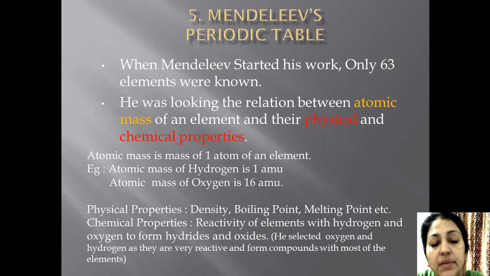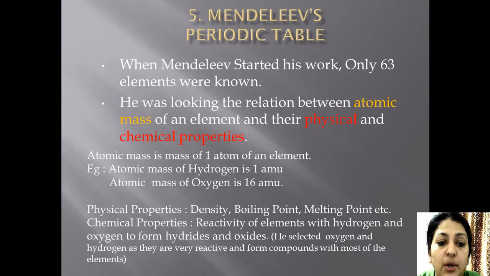So when Mendeleev started his work, only 63 elements were discovered, okay? And he was looking at the relation between the atomic mass of an element and their physical and chemical properties, okay? So he was just checking the connection between atomic mass and their properties. What properties? Physical and chemical properties, okay?